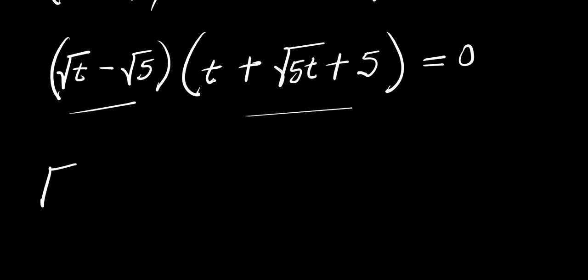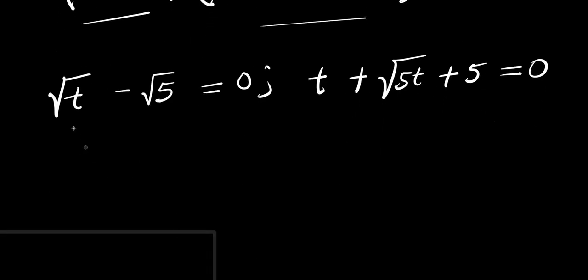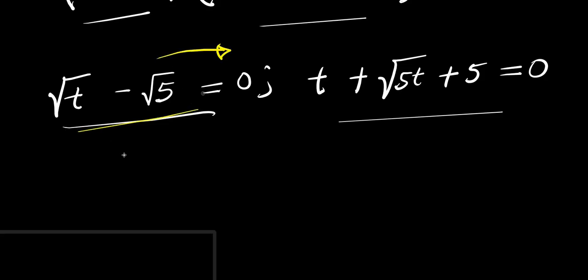So we'll have square root of t minus square root of 5 equals 0. Then I will also have t plus square root of 5t plus 5 equals 0. Now, what I'm going to do will be to solve each of these equations. Now, let's start with the first one here.